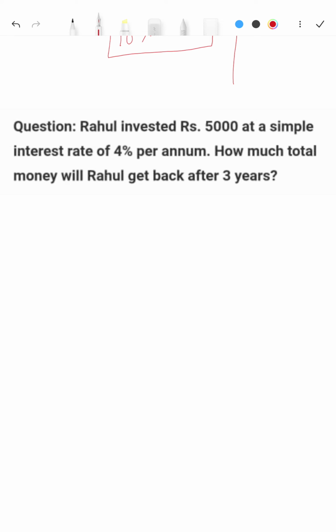Coming down to the next question: Rahul invested 5,000 at a simple interest rate. How much total money will Rahul get back after 3 years? So now you have to keep in mind, total means amount, and as a rule or formula, amount equals principal plus SI. You can just write it as total.